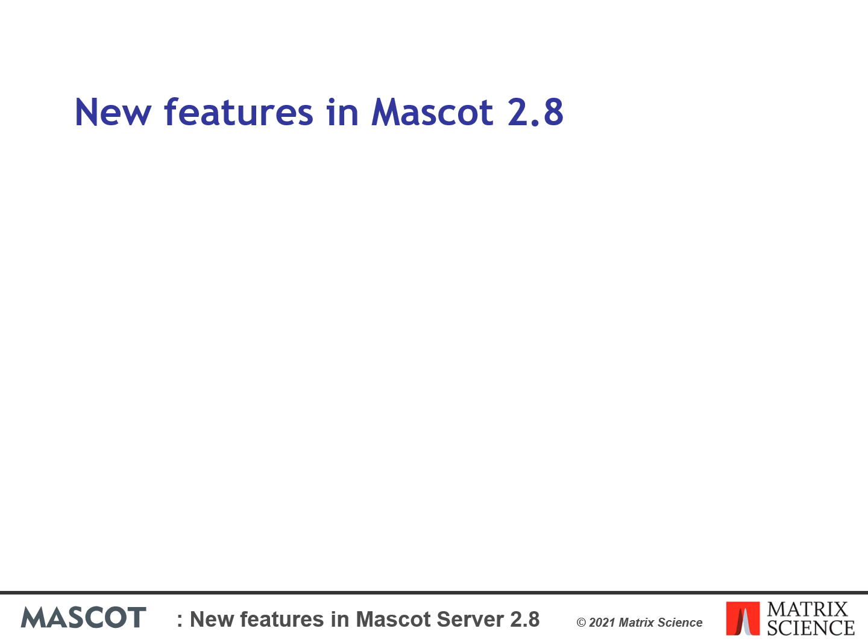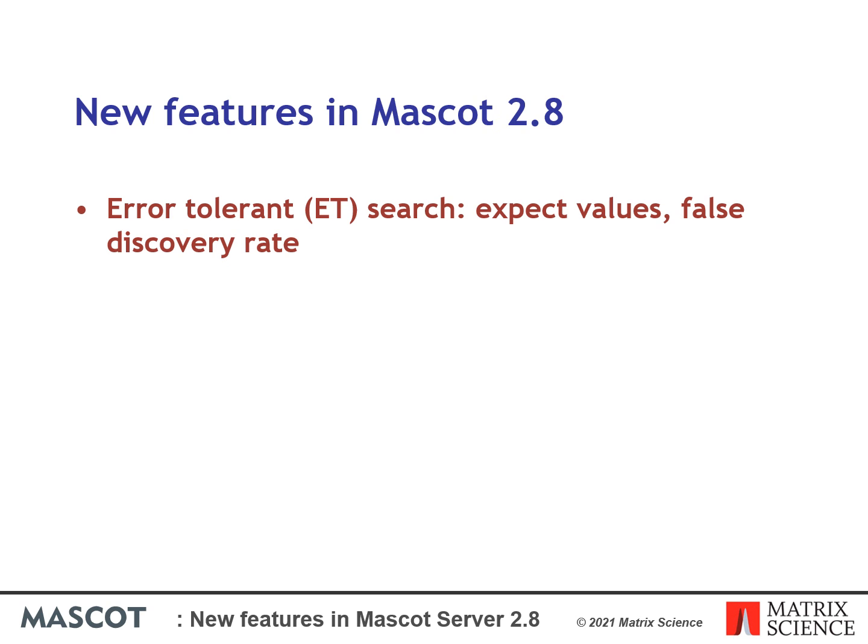Error-tolerant searching has long been part of Mascot. We've added a new statistical model for ET expect values, and you can also submit a target decoy ET search to estimate the false discovery rate. We've added new computed peptide features for Percolator, which increases Percolator sensitivity in most datasets. It's especially beneficial for endogenous peptides.